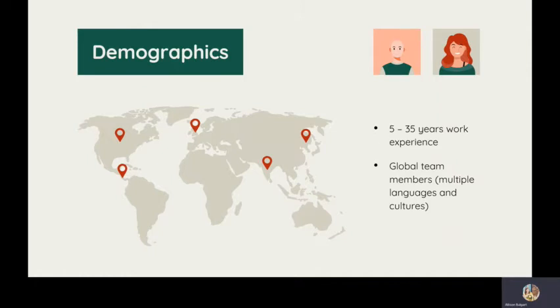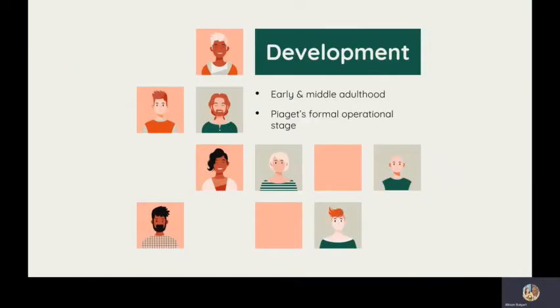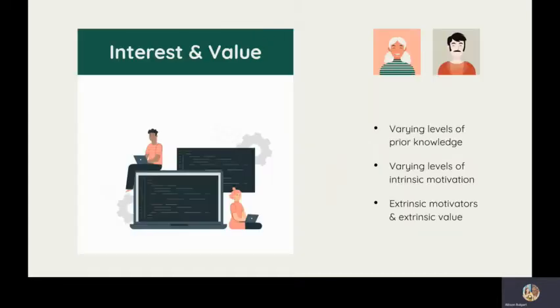Ensuring the participants of the course represent the global firm is an important step in addressing equity in the course. Learners are in the early and middle adulthood developmental periods and have reached Piaget's formal operational stage of cognitive development and are expected to be able to reason abstractly, idealistically, and logically.